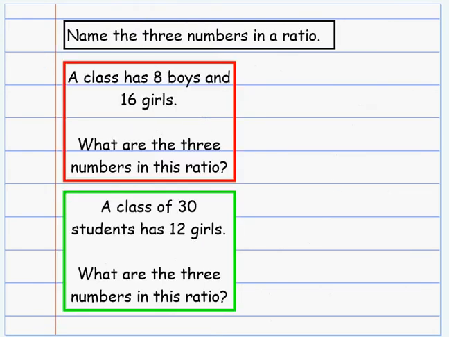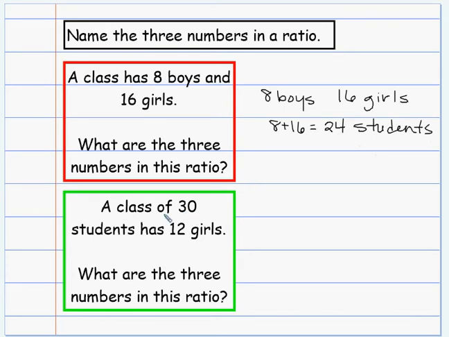Now we need to name the 3 numbers in a ratio. A class has 8 boys and 16 girls. What are the 3 numbers in this ratio? Okay, so we have 8 boys, 16 girls. There are 8 boys, there are 16 girls, and what's the 3rd number? The 3rd number would be the total students. So you would add those 2 together. 8 plus 16 equals 24 students. Okay, 3 numbers: 1 part, the other part, and the total.